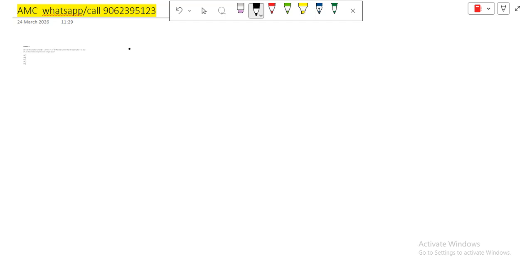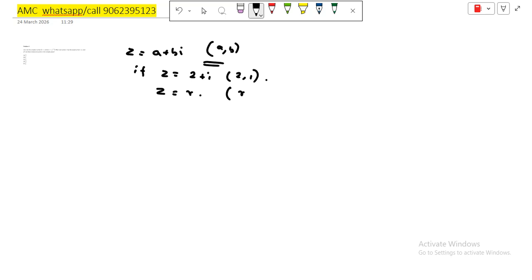Now, in the complex plane, that is the Argand plane, every complex number z equal to a plus bi is just a point (a, b) in disguise. Okay. Now, if z is equal to 2 plus i, the point is (2, 1), and if z is equal to r, that is a real number, the point is (r, 0), right?